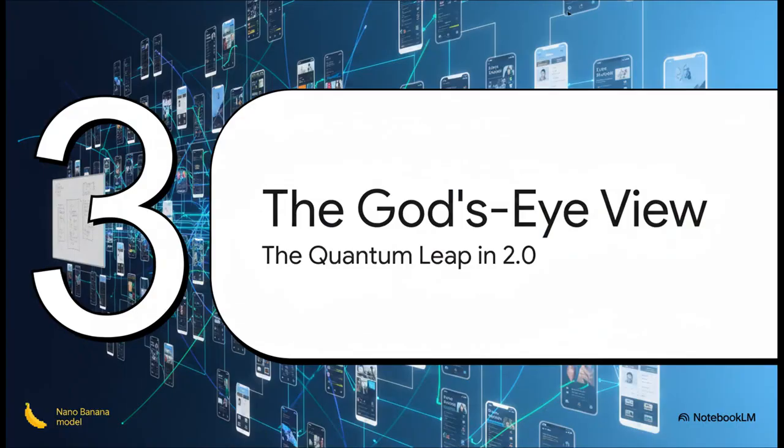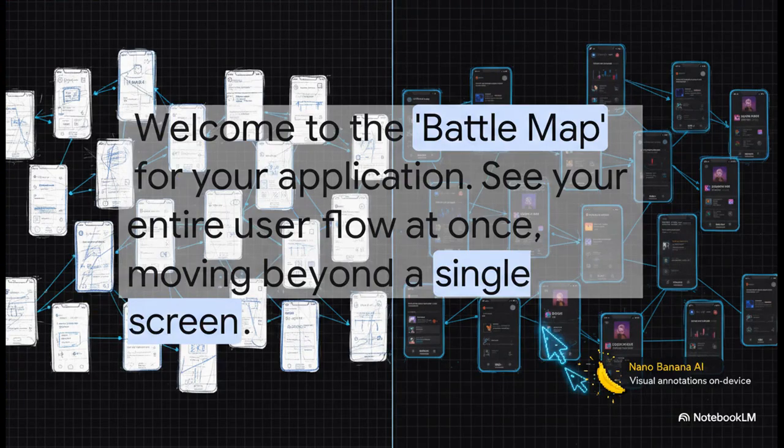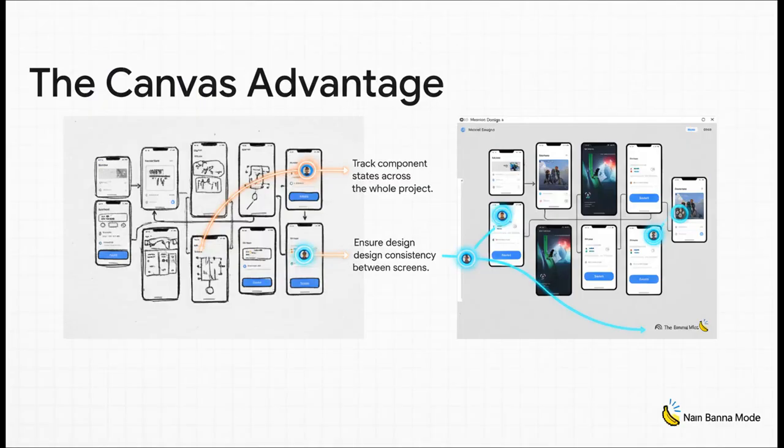But that was then. This is now, and this is where Stitch 2.0 takes a massive quantum leap forward. It stops looking at single screens and gives you what I can only call a God's eye view of your entire project. Welcome to the canvas view. The source material from AI Fire calls this the battle map, and that's just the perfect metaphor. You're no longer looking at one individual component, you're seeing the entire field of play, your whole user flow, all at once.